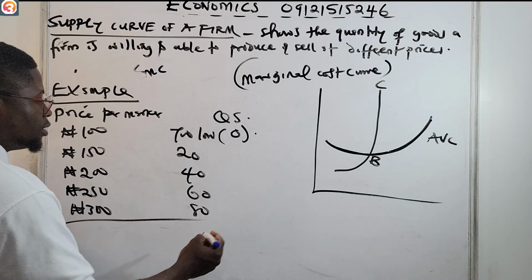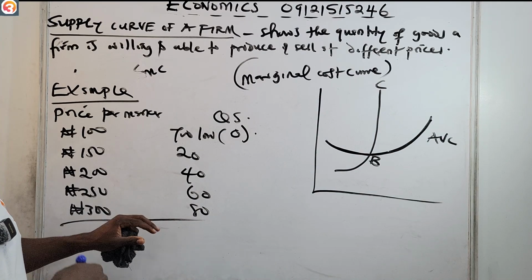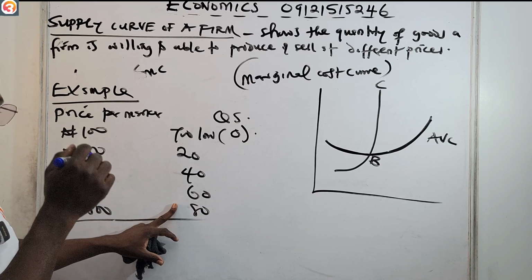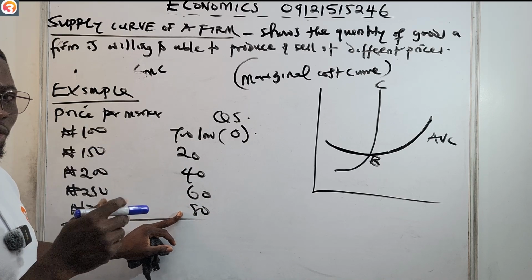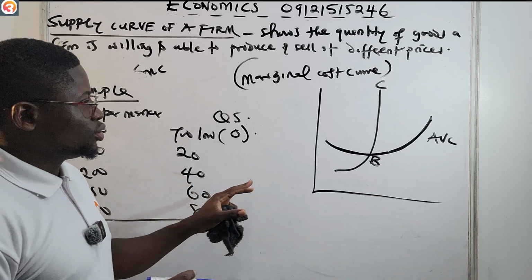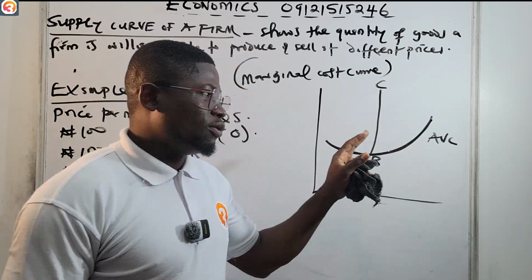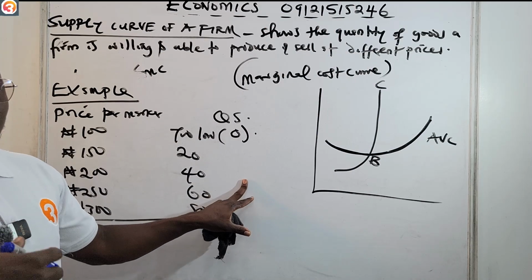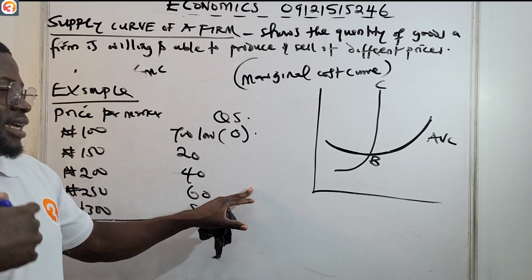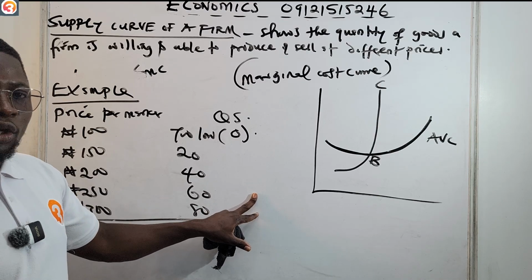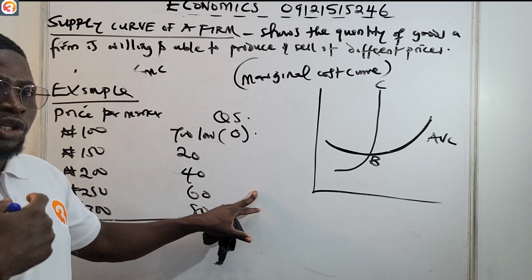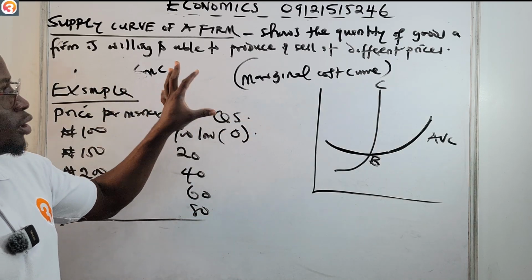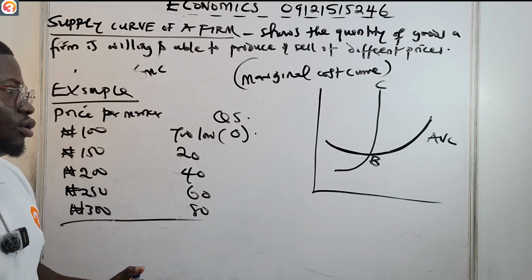So the more the price goes up, the more the quantity supplied increases. That is exactly what the supply curve is. As the price goes up, the cost of the extra additional units of production begins to increase, so they begin to increase their production and their quantity supplied. That's how we get the supply curve from the marginal cost curve.